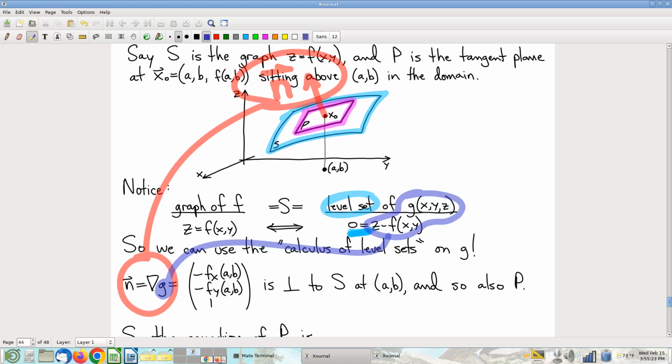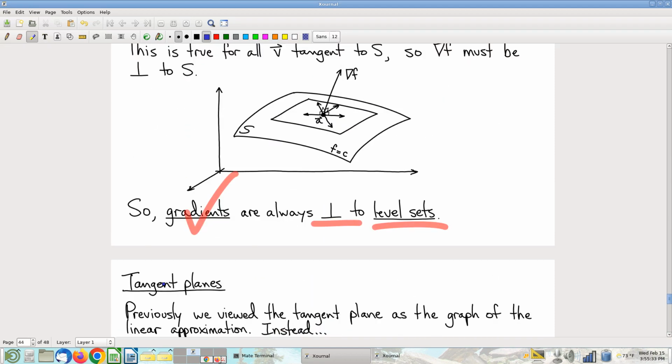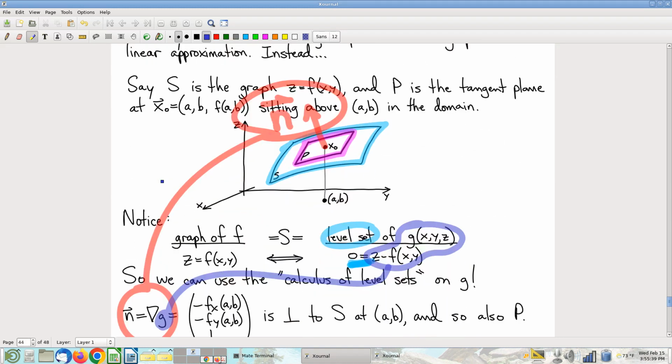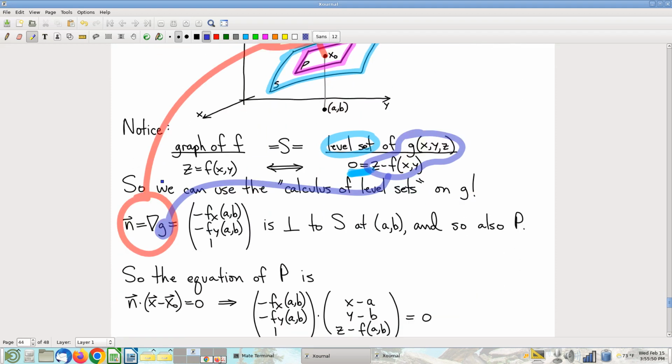And if you use the gradient as a normal vector, things that the function not changing. Yeah, well, because of this conclusion right here that gradients are always perpendicular to level sets, which is exactly what we needed, right? I mean, if you're trying to find an equation of a plane, you need something that's perpendicular to that plane. Are you happy? Okay, so it's all over but the algebra.